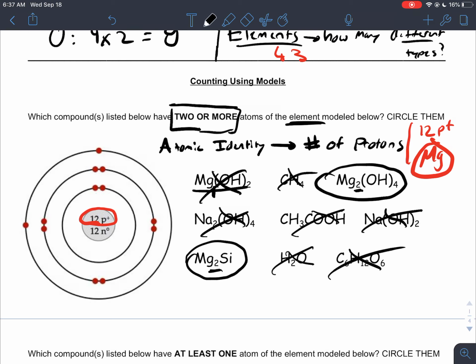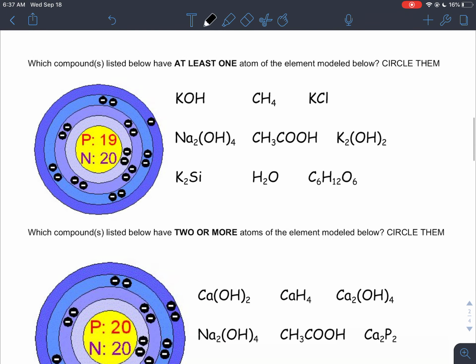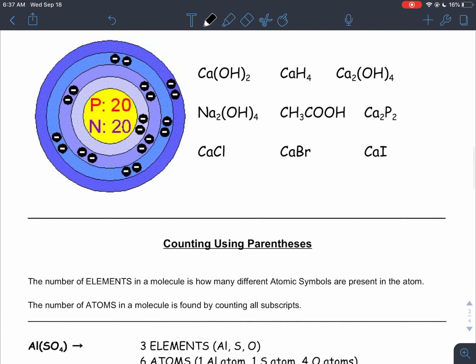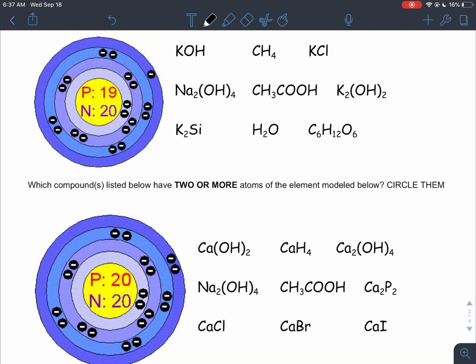C6H12O6, no magnesium. Okay? That's how you work a problem like that. It's just a little tougher because you have to read the model. There are 1, 2 more examples. I want you to work on those when the video is done, okay? But I can work a few more examples.